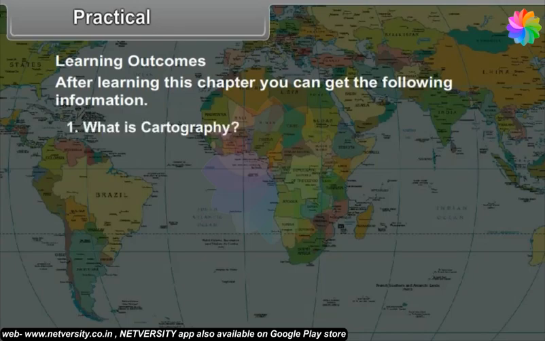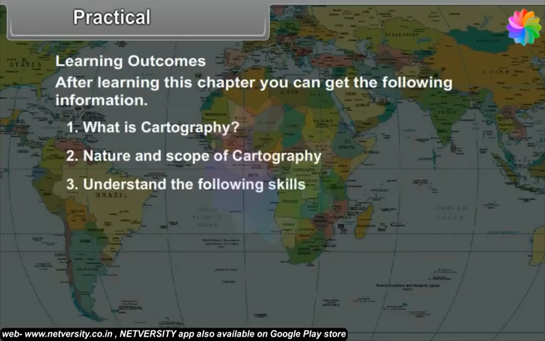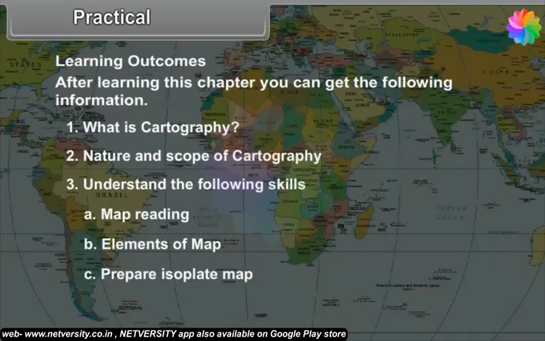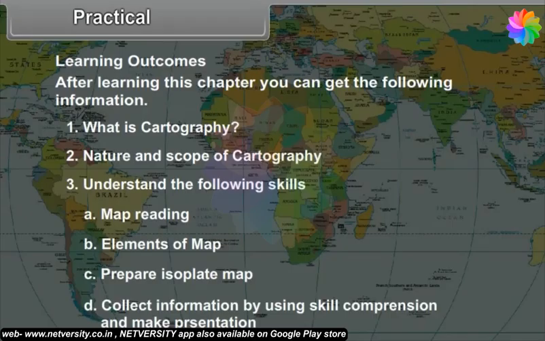What is cartography? Nature and scope of cartography. Understanding the following skills. Map reading. Elements of map. Prepare isoplat maps. Collect information by using skill comprehension and make presentation.